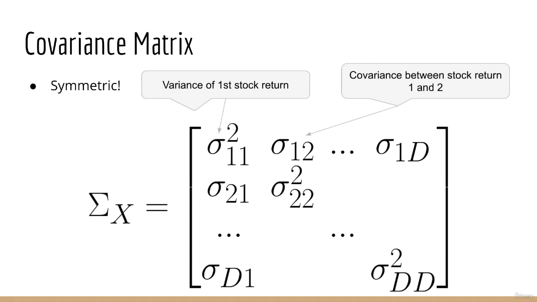Okay, so what do we get after we do this calculation? We get a d by d matrix that we call sigma. Each element of sigma tells us the covariance between each one of the d stocks and each one of the other d stocks. So sigma ij is the covariance between stock i and stock j. Note that this matrix is symmetric, so the covariance between stock i and stock j is the same as the covariance between stock j and stock i. Furthermore, note that along the diagonal we have the variance, so the covariance between stock i and itself is just the variance of stock i.